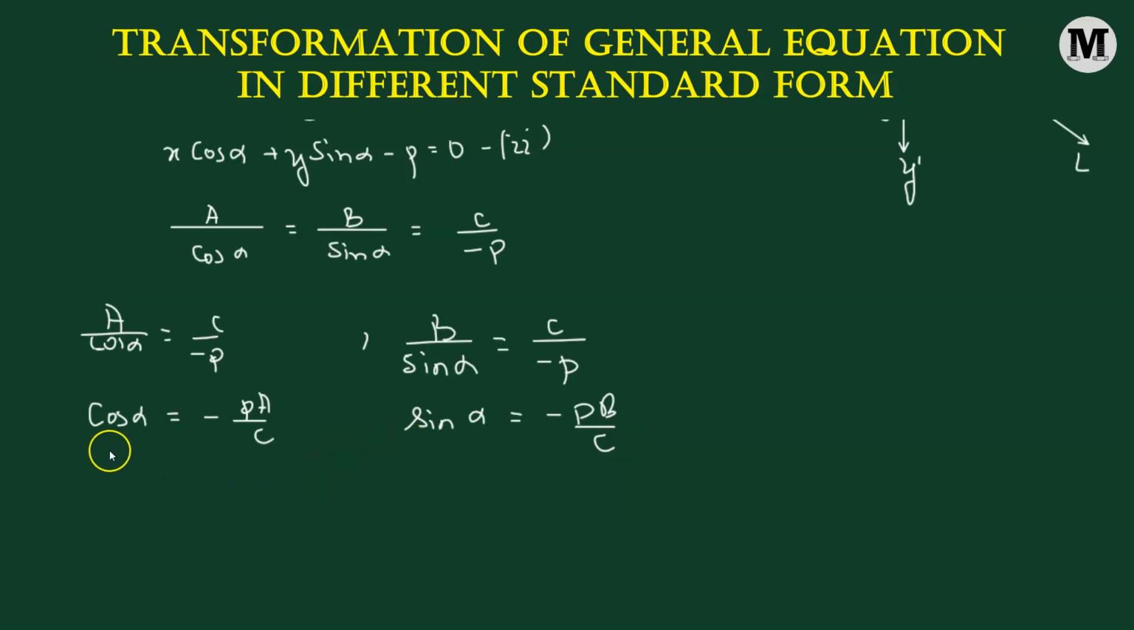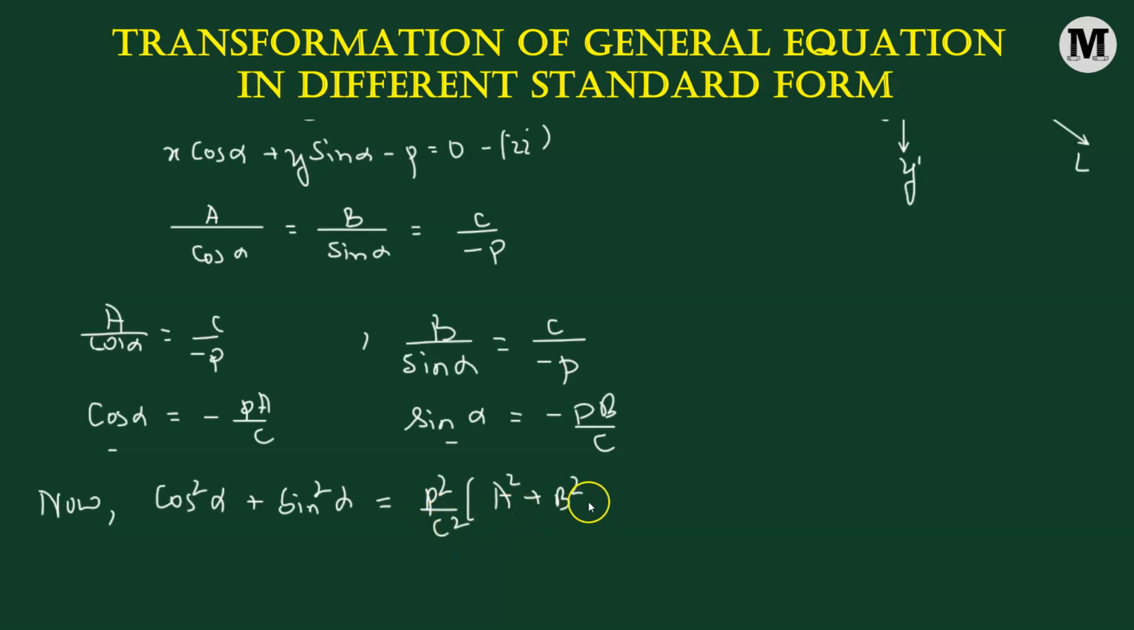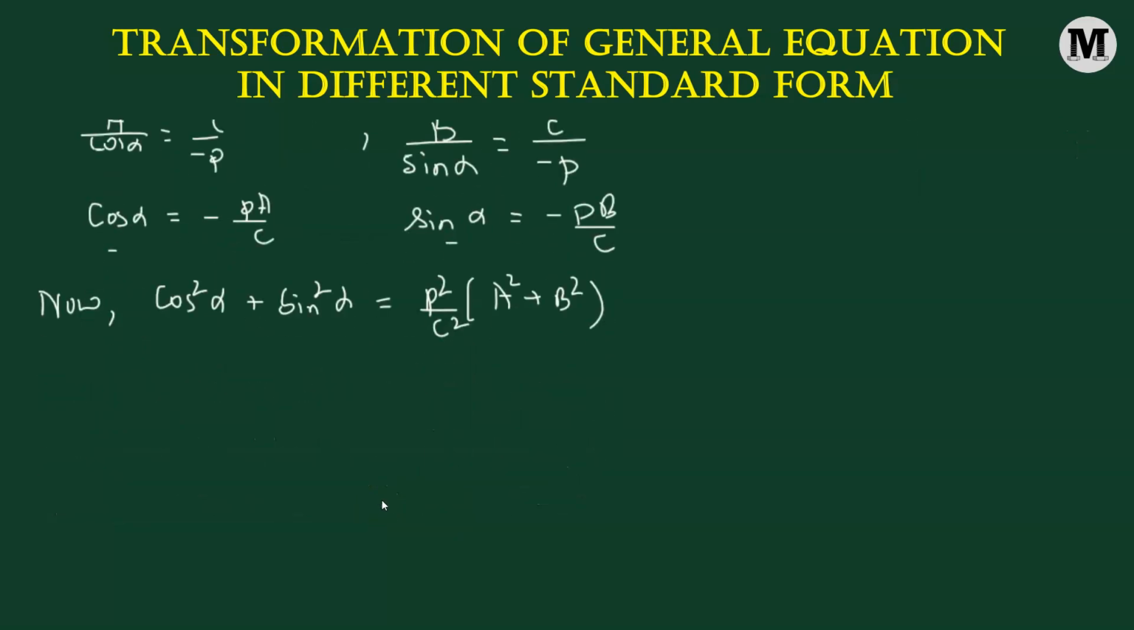Okay, now what we'll do, we're going to square the cosine function as well as the sine function and add them to each other, such that we get cosine squared alpha plus sine squared alpha equals p squared times a squared plus b squared divided by c squared. But we know that cosine squared alpha plus sine squared alpha is a standard value which equals 1. So 1 is going to be equal to p squared over c squared multiplied by a squared plus b squared.